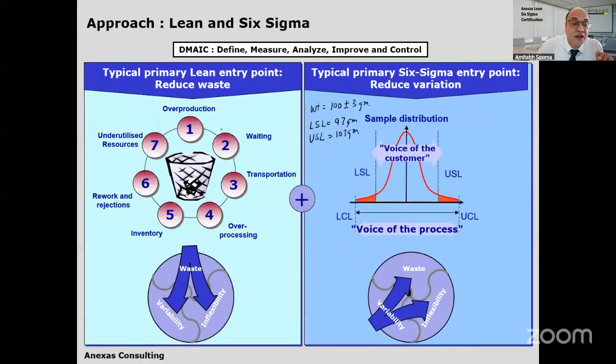Lean is about reducing the waste: overproduction, producing more than required, waiting time, transportation, overprocessing, inventory, rework, anything. If you commit a mistake and then correct it, you wasted your time, resources, and money of the company while producing a defective product. It's rework and rejection. It's a waste. And underutilized resources are also a waste.